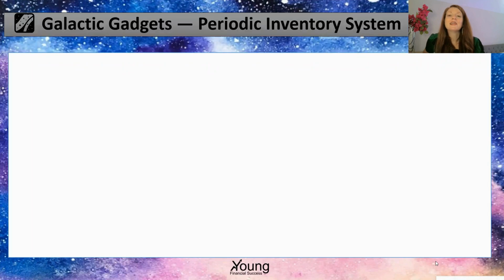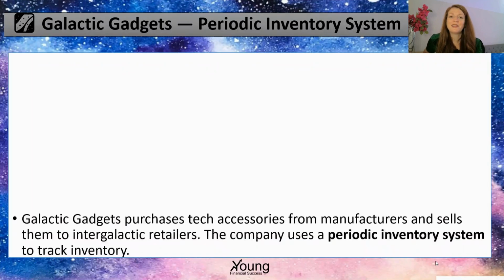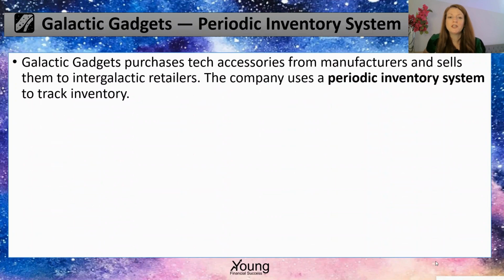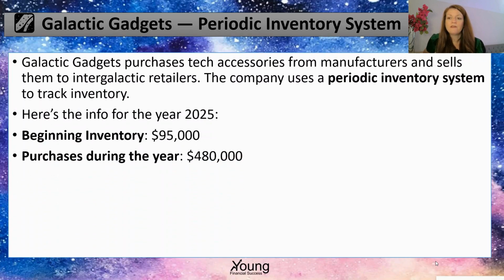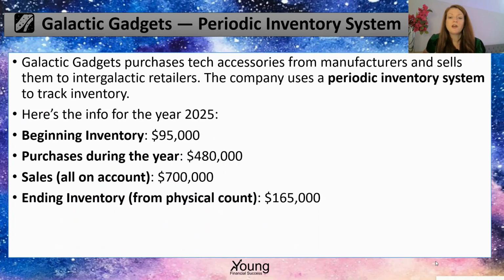All right, let's look at Galactic Gadgets and their periodic inventory system. So we've got the same situation, but they keep track of it with periodic inventory. So they have beginning inventory of their 95,000. They made purchases of 480,000 throughout the year. And then their sales, again, were 700.